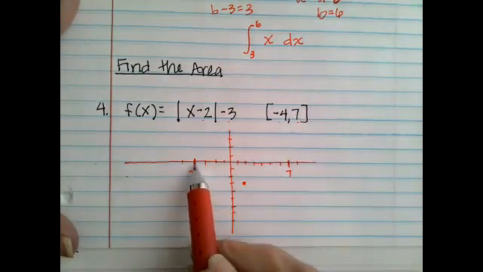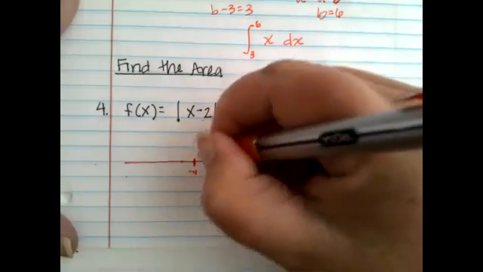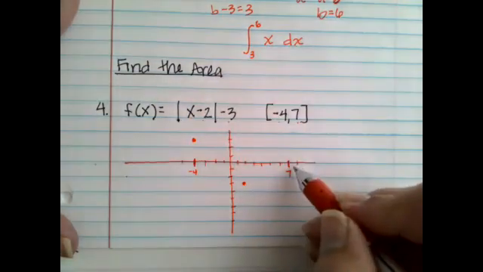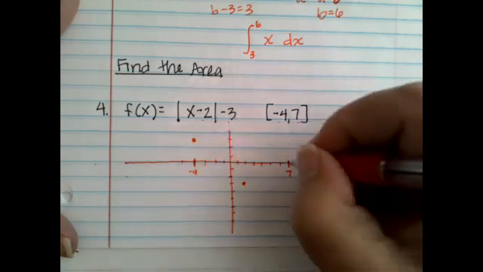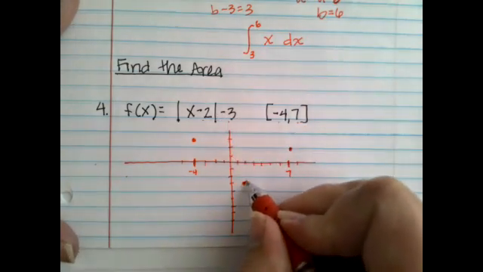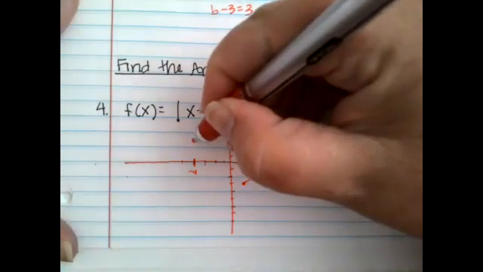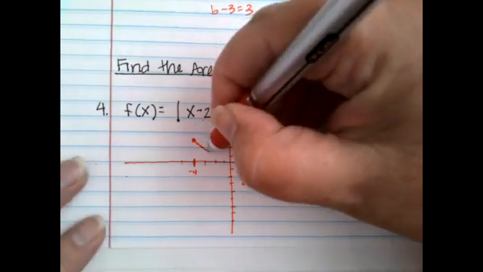Then if I plug in -4, -4 minus 2 is -6. Absolute value is 6. Minus 3 is 3. So at -4, I'm up here at 3. And then over here at 7, 7 minus 2 is 5. Absolute value is 5. 5 minus 3 is 2. So at 7, I'm at 2. And then I can just connect those. And hopefully your graph is pretty accurate so that it goes through.